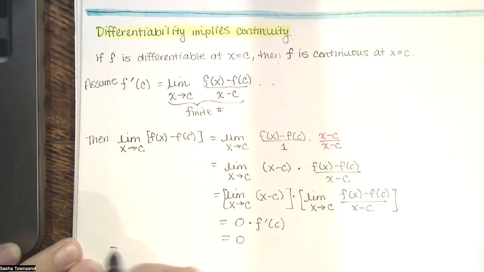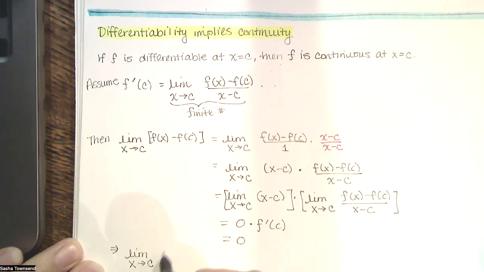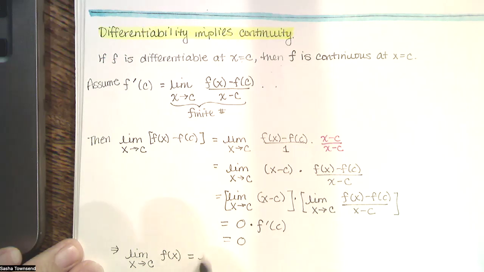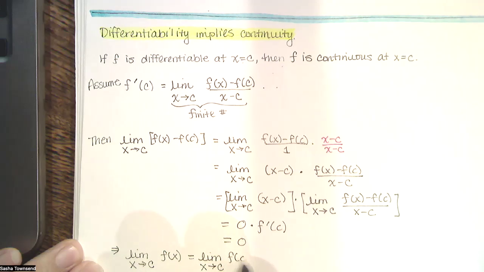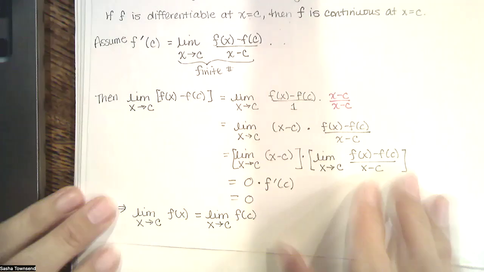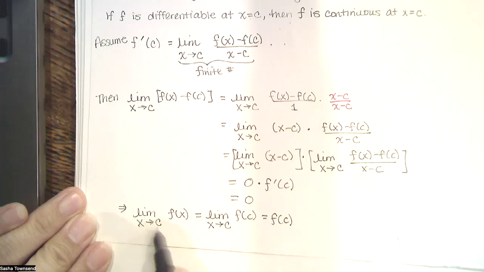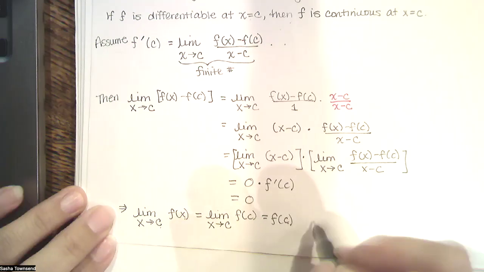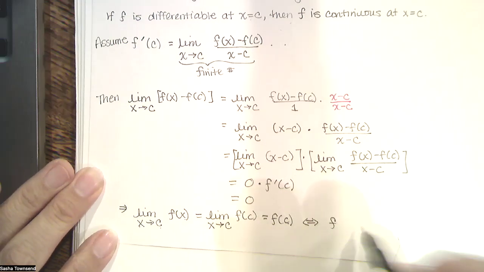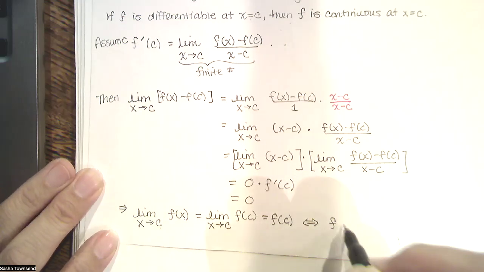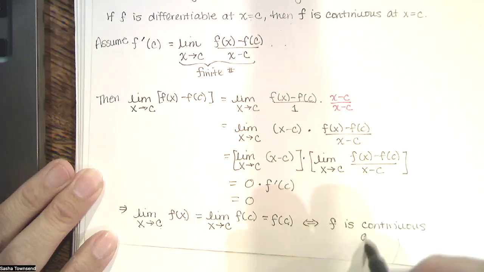So I have the limit as x approaches c of f of x minus f of c equals 0, which means that the limit as x approaches c of f of x equals the limit as x approaches c of f of c. But f of c is just a constant, so we just get f of c. So the limit as x approaches c of f of x equals f of c, which is the definition of continuity. That's the same as saying that f is continuous at x equals c.